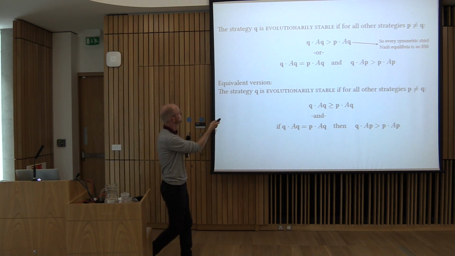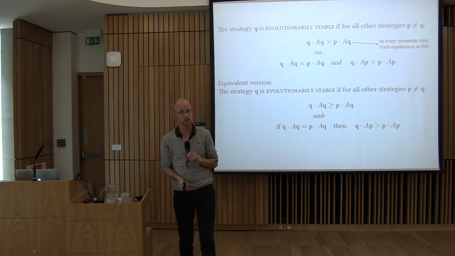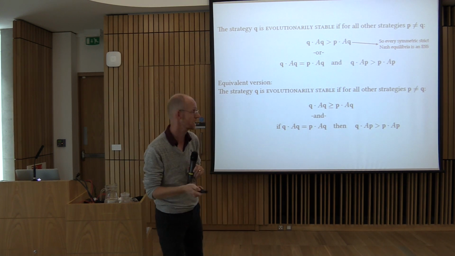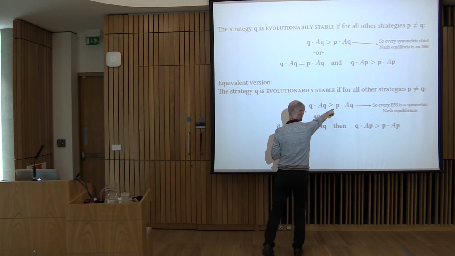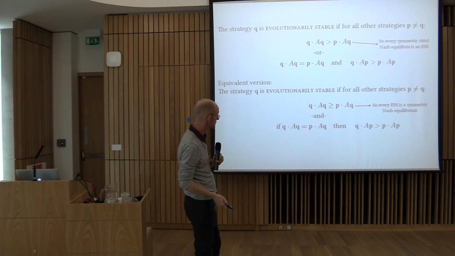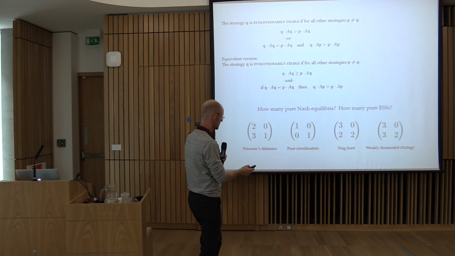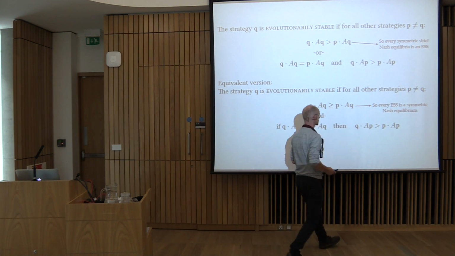So the first thing, it means that every symmetric strict Nash equilibrium is an evolutionary stable strategy, right? But not only that, also you can be a Nash equilibrium, but it has to be symmetric. So every evolutionary stable strategy is at least a symmetric Nash equilibrium. But it can be, but then this extra condition has to be fulfilled.